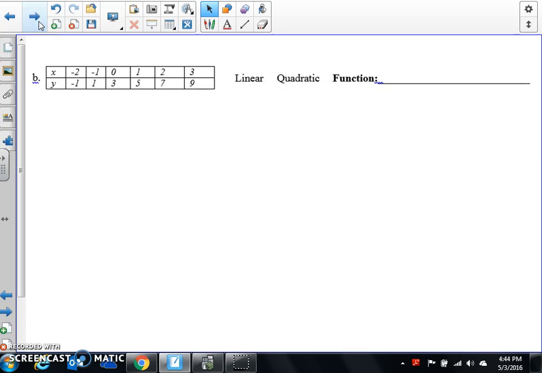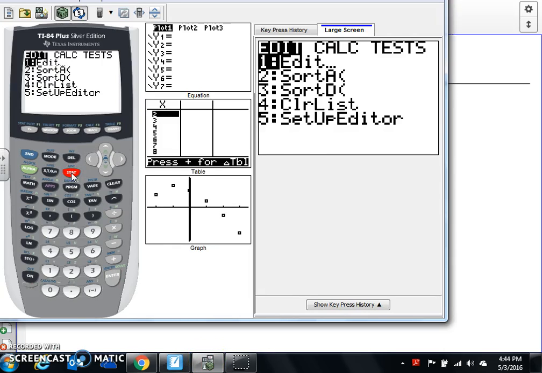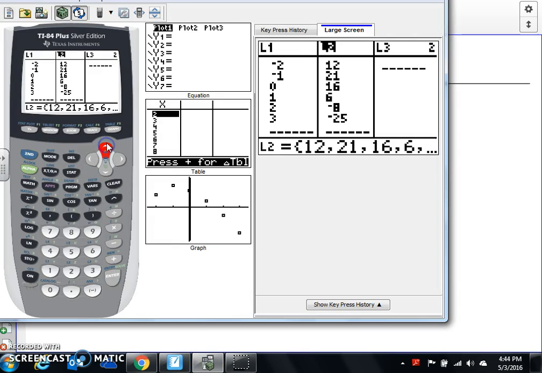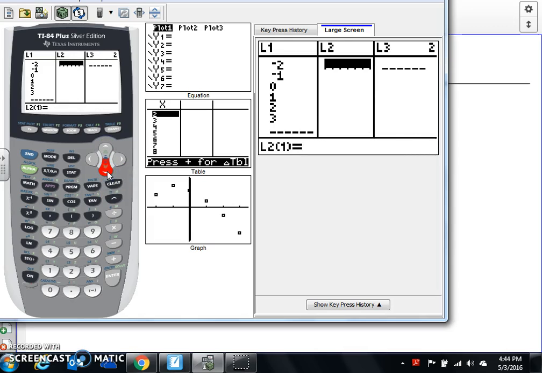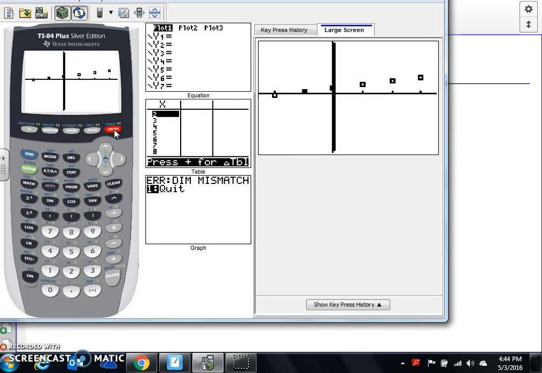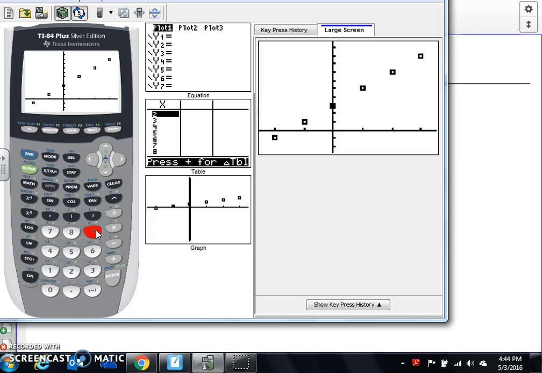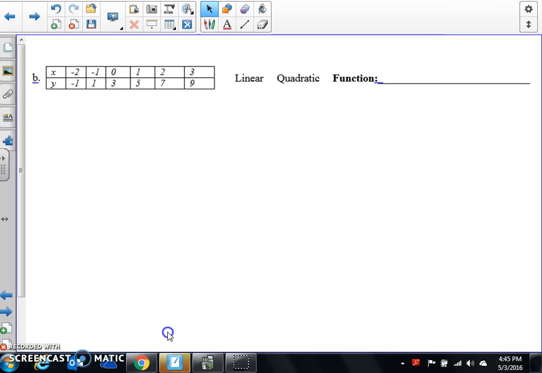B. All right, so let's go ahead. You go to stat, edit. I think my x values stayed the same, so I'm just going to keep them in there. My y values definitely did not. Negative 1, 1, 3, 5, 7, 9. Once again, you can zoom 9. And that's definitely linear. It's going straight forward. So that's going to be linear. And you can do lin reg, which we'll do in a second.